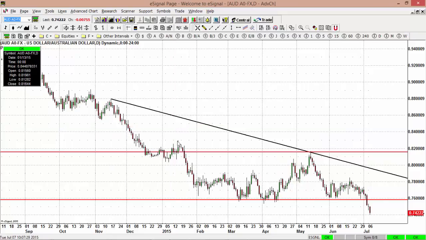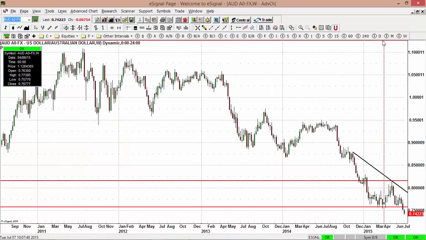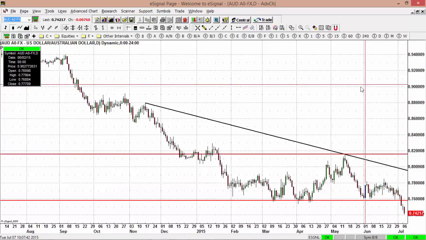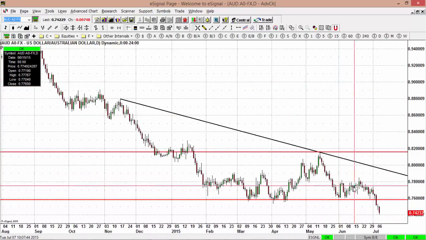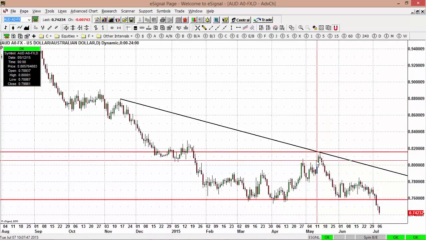As you can see, we had a consolidation pattern here, and the market has not only closed down below that level, but we are seeing some follow through selling, which is fairly bearish for the Australian dollar versus the US dollar. This is an ample trading opportunity that is setting up here.